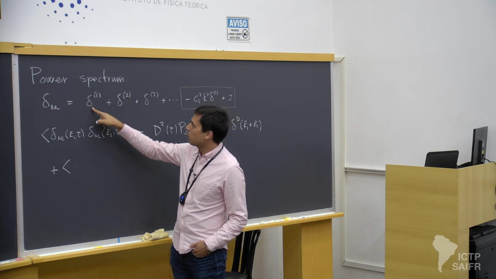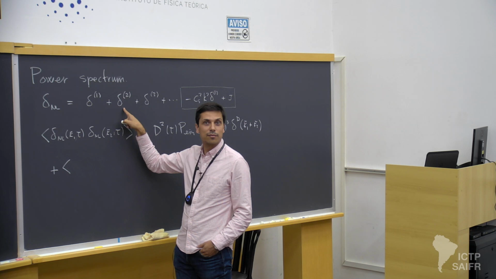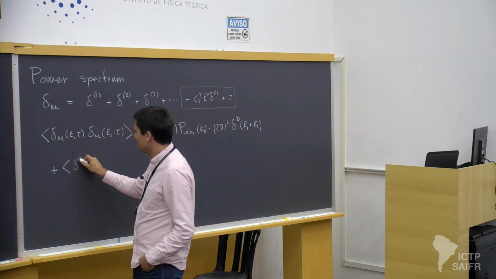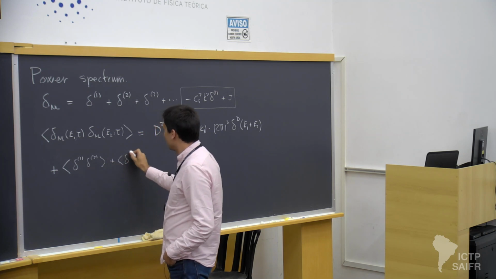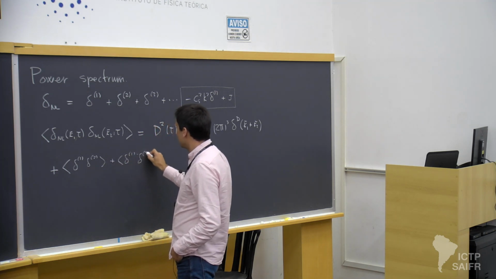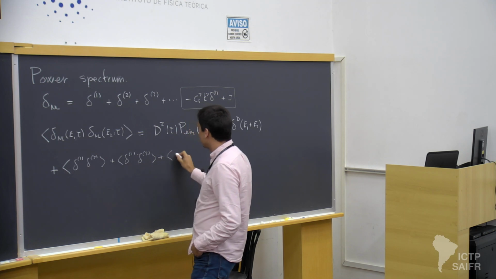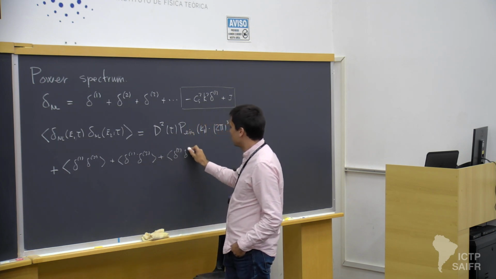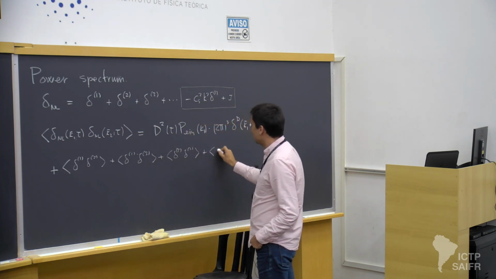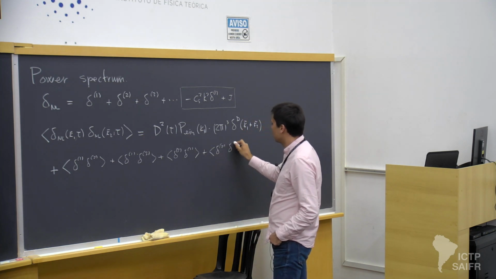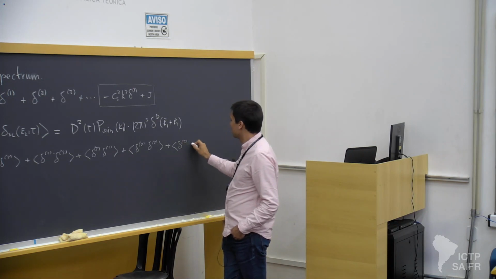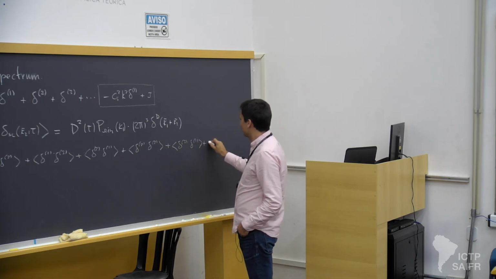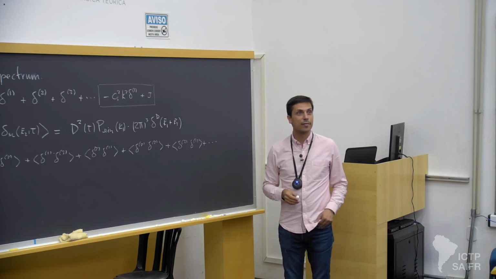So for example, there will be delta 1 times delta 2. There will be delta 1, delta 3. There will be delta 2, delta 1. There will be delta 2, delta 2. And then there will be delta 3, delta 1, and so on and so forth. So which one of these are 0?